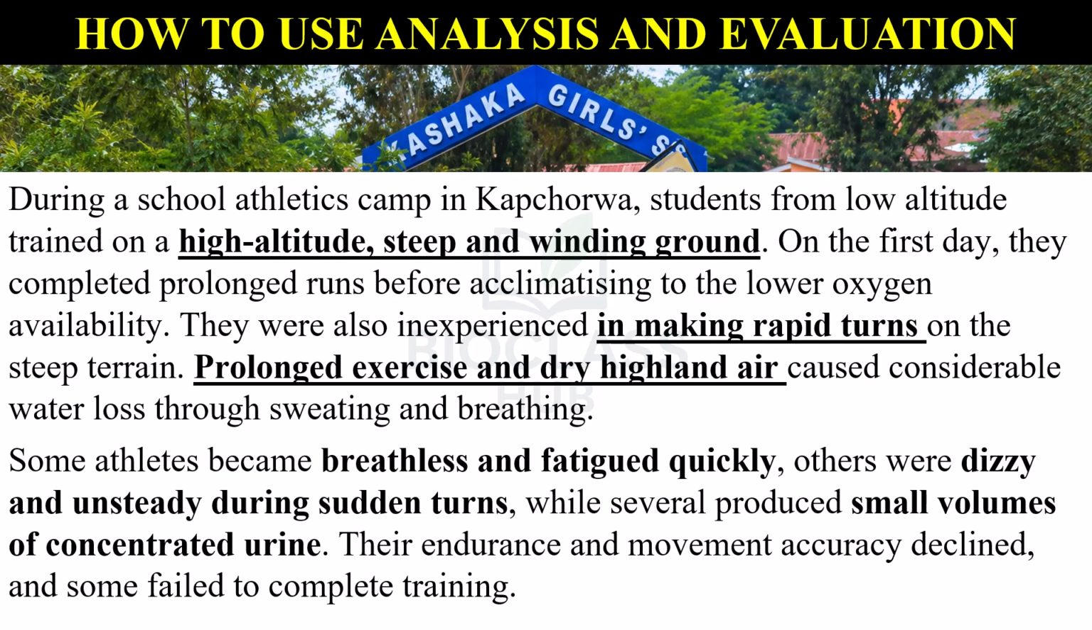Number one is from low altitude to high altitude training. This affects oxygen saturation in blood. Number two, rapid turns on the steep terrain. This is the concept of the ear imbalance. Number three, prolonged exercise in dry highland air caused considerable water loss through sweating and breathing. This caused changes in urine output. We have seen the why and what. Let us dive into the complete response.